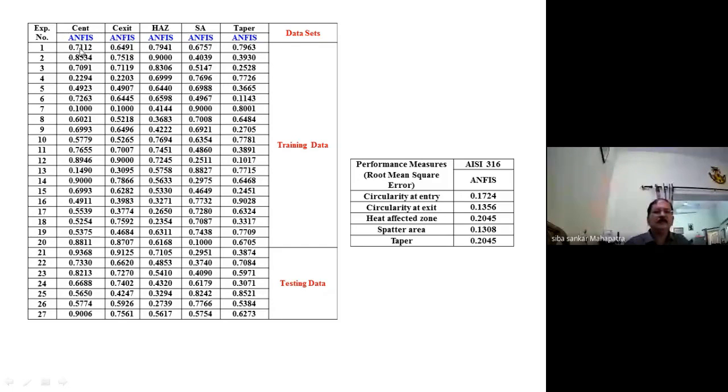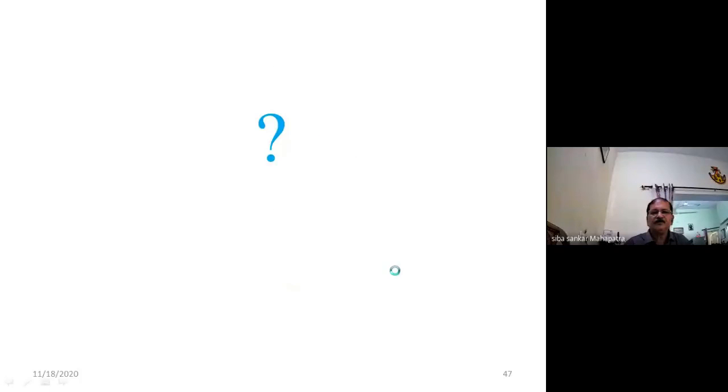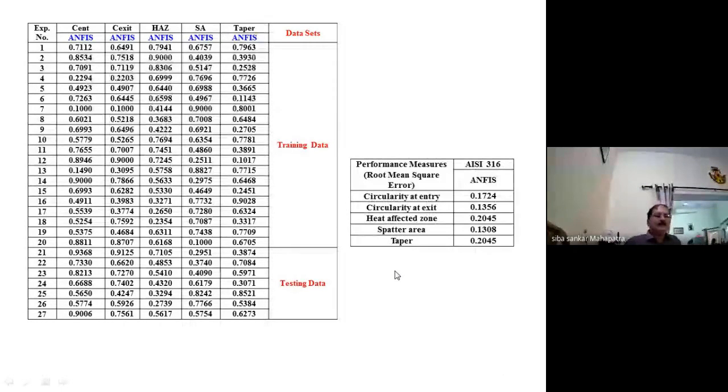you see this is the ANFIS output that we get for the training as well as the testing. And here the root mean square error is used as the measure of whether we are properly anticipating the results or not. So these root mean square errors happen to be very small. So this way you can do the training.